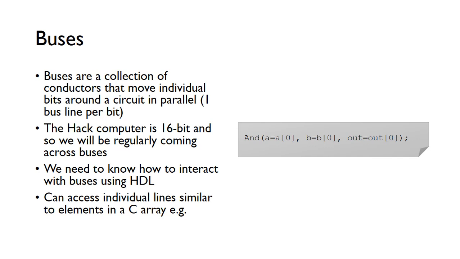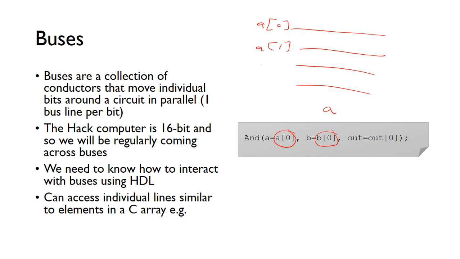So we need to know how to deal with buses using HDL. You can do it very similar to how you access elements in an array in the C programming language, with these square brackets in the syntax. So say you had a 4-bit bus called A, so this bus overall was called A, you'd say that would be A0, A1, A2, A3. So you can access individual lines on a bus by specifying the index of that.